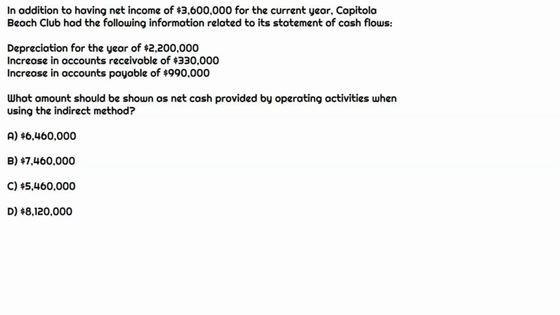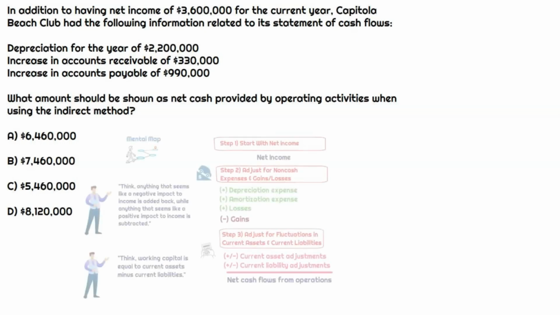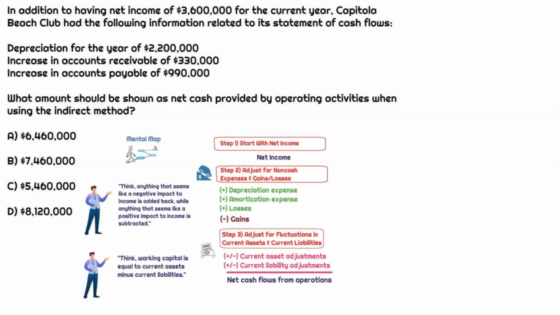Woo! This time we're at the Capitola Beach Club, and they need our help to figure out the net cash provided by operating activities using the indirect method. Now that's key, right? Because for the operating section, we could use either the direct or indirect method, and there are differences.